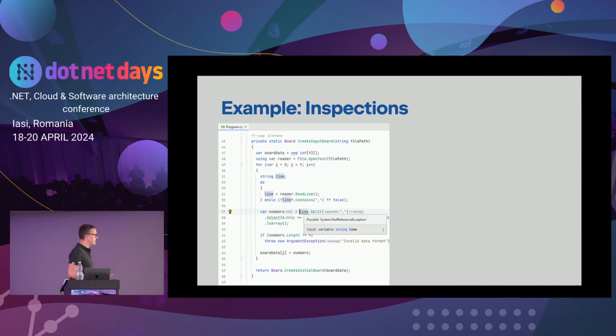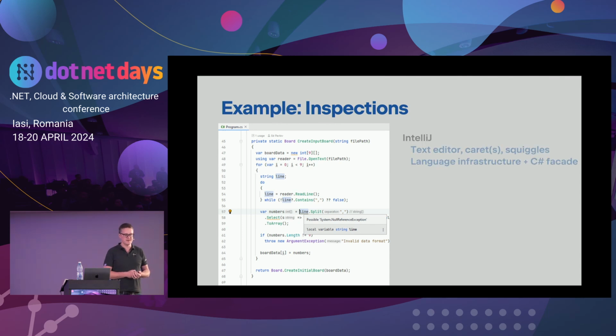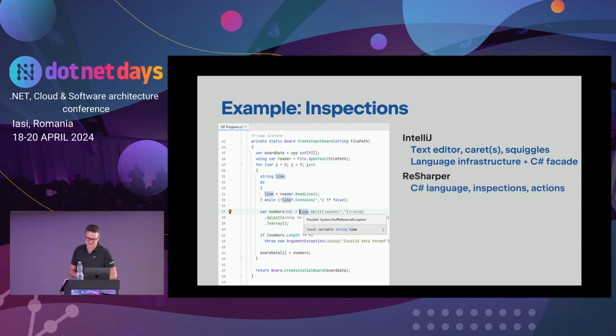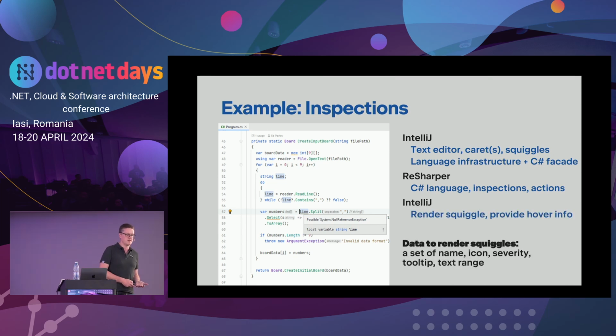Same thing with inspections. Like if you see a squiggle there where you see, for example, possible null reference exception, again, IntelliJ brings you the editor. It gives you the ability to put squiggles underneath specific symbols. ReSharper would power all of the C# that is in there. Would power all of the inspections, show all of the actions that are available, and so on. And IntelliJ would then again render those.